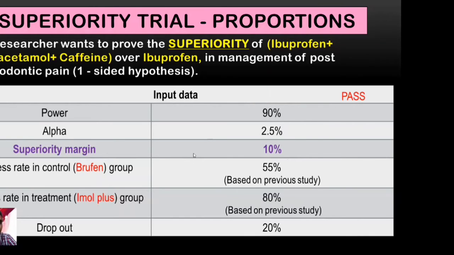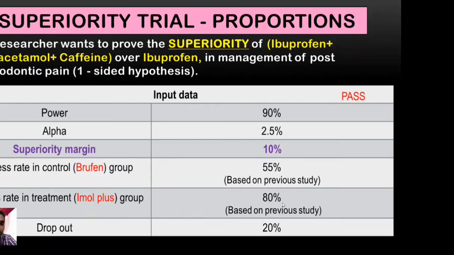And the superiority margin is 10%. This is something a tricky one. Here we are going to test the hypothesis that the synergistic effect of this combination is at least 10% superior over brufen. In reality, brufen may give 55% and the combination 80%. The difference is almost 25%, I believe. In reality, the difference may be 25%, but we don't know the exact reality.